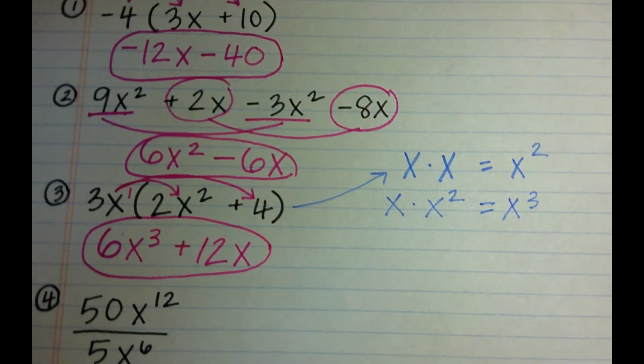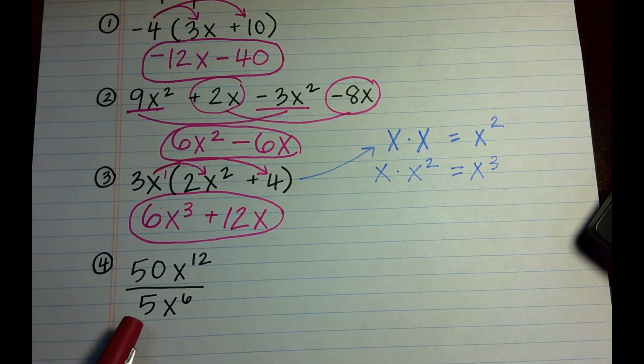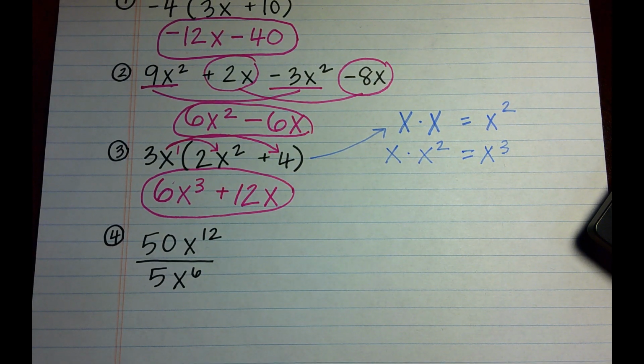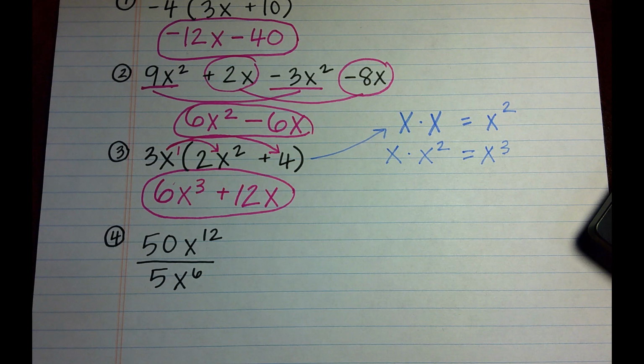Okay, so now we are on the 4th problem. And this one might look a little scary. A little bit. What's going on here? We've got division. Yes. When you see 2 values separated by a line, we're dividing. They are being divided by that line. It's a fraction, but we're dividing.